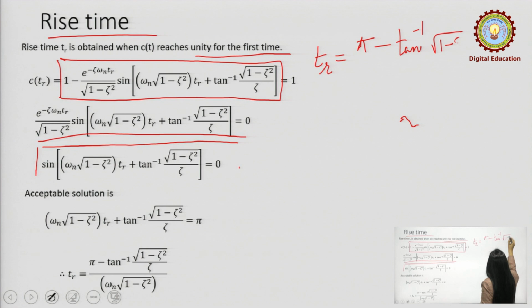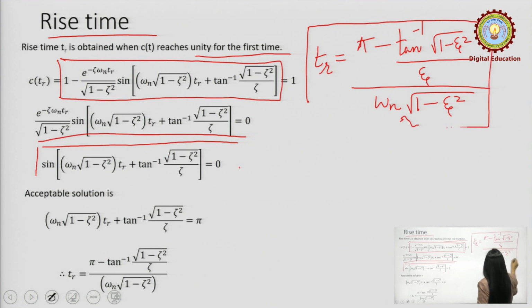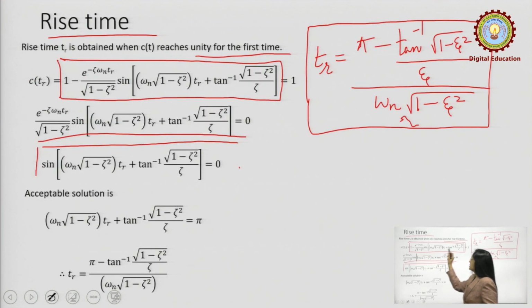and this part, that is tan inverse of root of 1 minus zeta square by zeta, upon omega n root of 1 minus zeta square. So, this is the rise time, that is when the response reaches unity, and this is obtained by equating the response to unity, and thus the expression for the rise time.